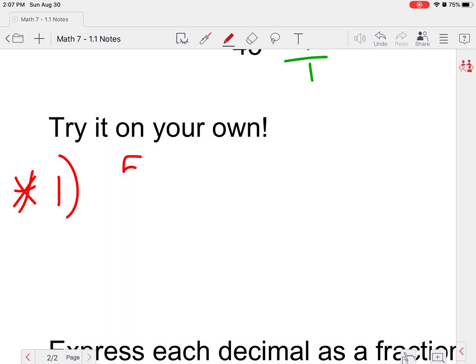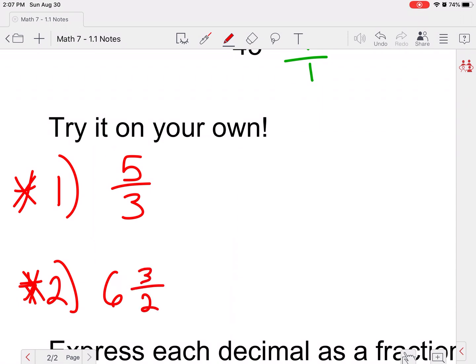Let's do 5/3. And then let's try negative, I'm not going to make it negative. So let's do 6 and 3 halves. Go ahead and try both of those, and then we'll come back to it.